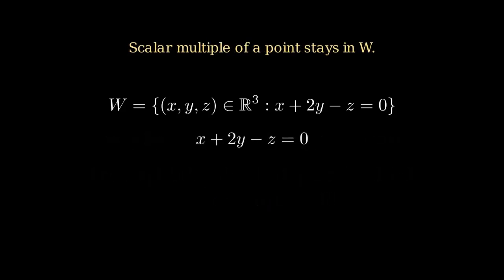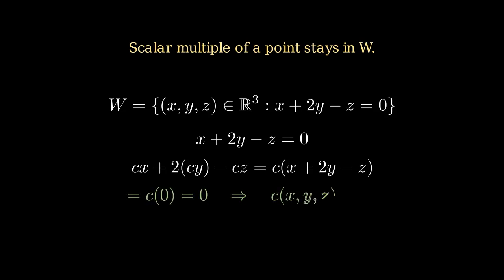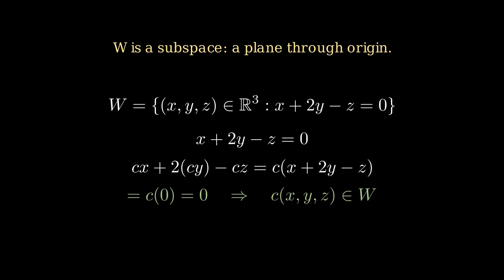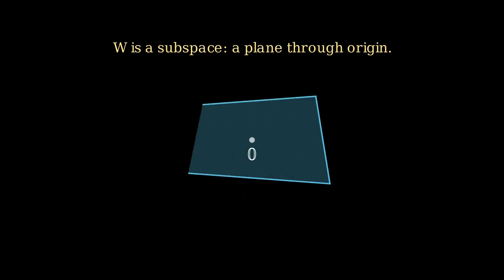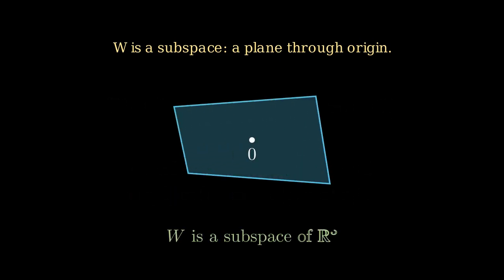Finally, check closure under scalar multiplication. Take any point in W and multiply it by a scalar c. Since the equation is linear, scaling every component preserves x plus 2y minus z equals 0, so the scaled point also stays in W. All three conditions hold, so W really is a subspace of the real numbers to the 3, a whole plane through the origin behaving exactly like a vector space in its own right.